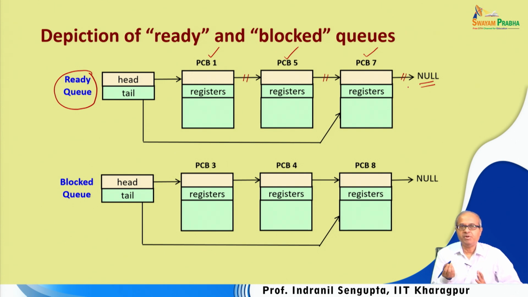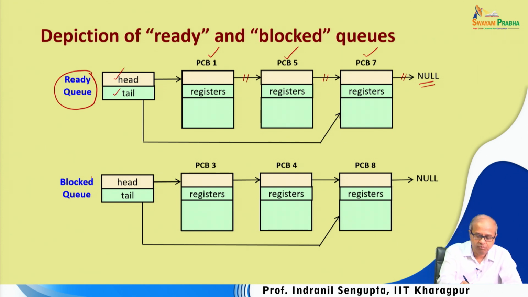And the ready queue, normally the operating system has access to the first PCB in the list, it is called the head, and also the last PCB in the list, called the tail. Because depending on the scheduling policy, the operating system may like to select the first PCB or the last PCB to give to the CPU next. So, it is better to maintain a pointer to the first and also the last elements in the linked list. That is how these queues are typically maintained. Okay.